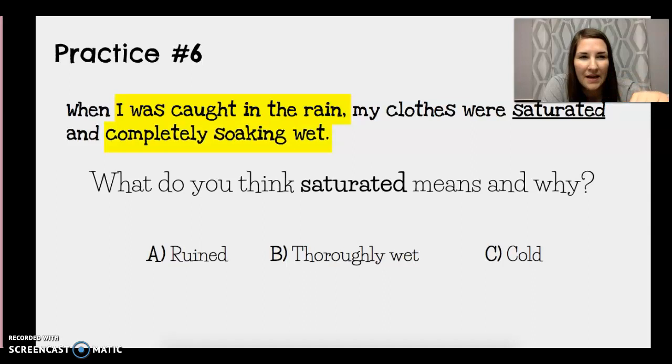So if it says and, that means it's connected to that word. And so I have to use my thinking here. Again, it's kind of a synonym, the same thing, soaking wet. I'm in the rain. So if something is saturated, it's really, really wet. So the definition of saturated would be thoroughly wet because they're in the rain and it says and completely soaking.